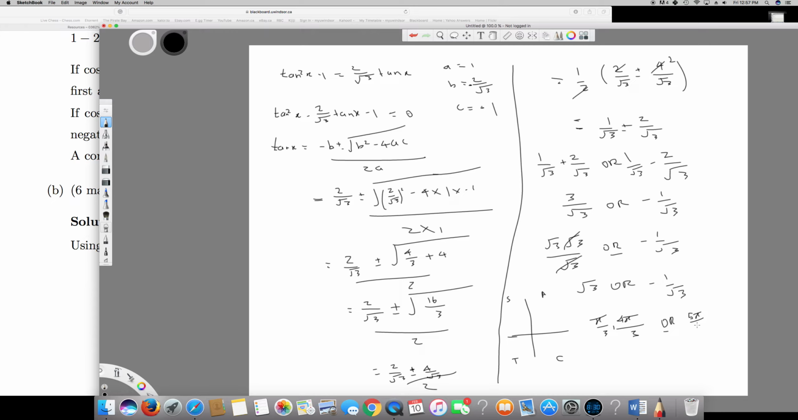And if you measure 30 degrees from the x-axis in the fourth quadrant, it means 360 minus 30, which is 330. 330 times 5 over 180: 30 times 6 is 180 and 30 times 11 is 330. So 11 5 over 6 is the second answer. So these are the answers for this question.